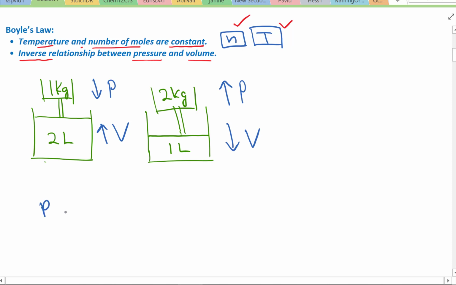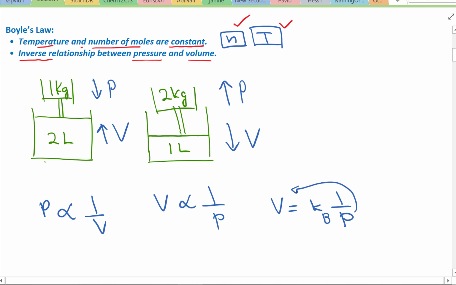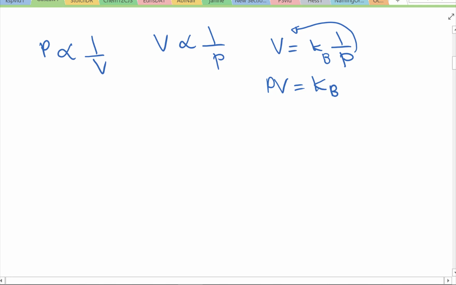It's an inverse relationship. This is how we write it: P is inversely proportional to V, or we can say V is inversely proportional to P. It's the same thing, right? Now, we can simplify this. The proportionality goes to equality with a constant, I'll say KB for Boyle, right? And with cross multiplication, you get PV is KB. So that's similar to y is mx, right?